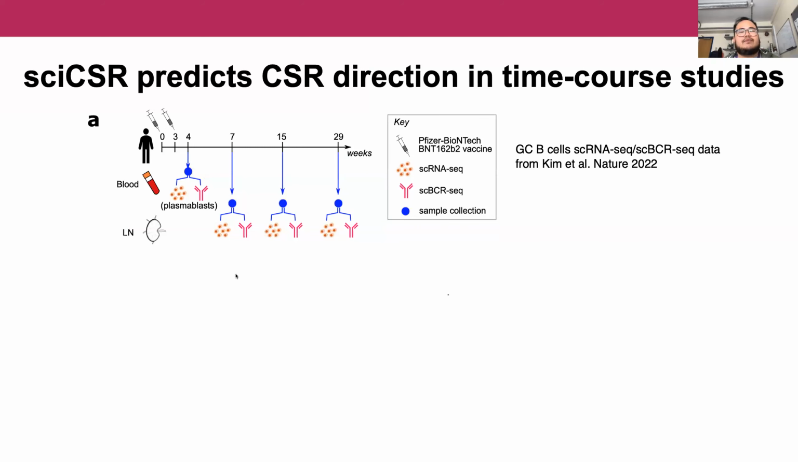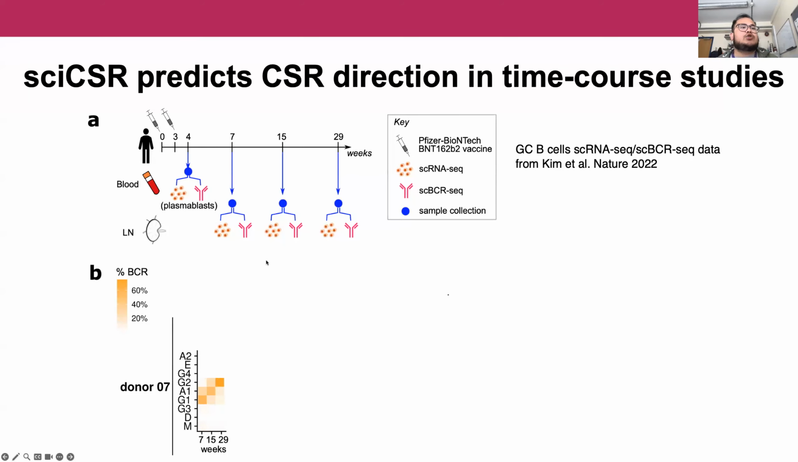We tried to apply the sciCSR method on different types of publicly available RNA sequencing data. One of them is time course studies whereby the immune response of individuals following immune challenge, in this case the Pfizer SARS-CoV-2 spike protein mRNA vaccine, can be monitored across time points. The data here show, for one donor, a very smooth and stepwise state transition from IgG1 to A1 to G2 across the 3 time points.